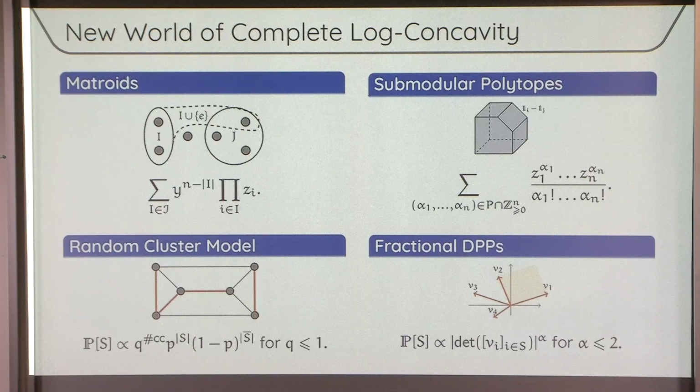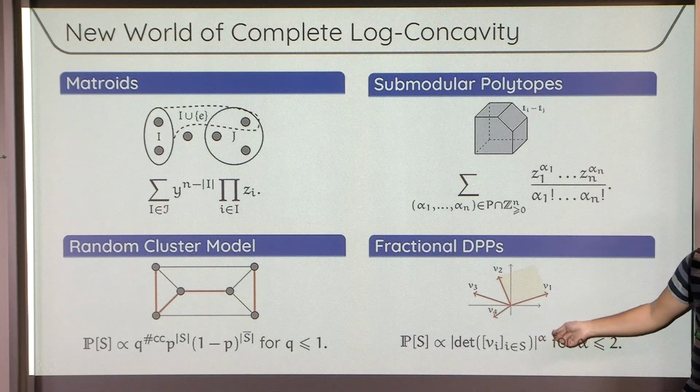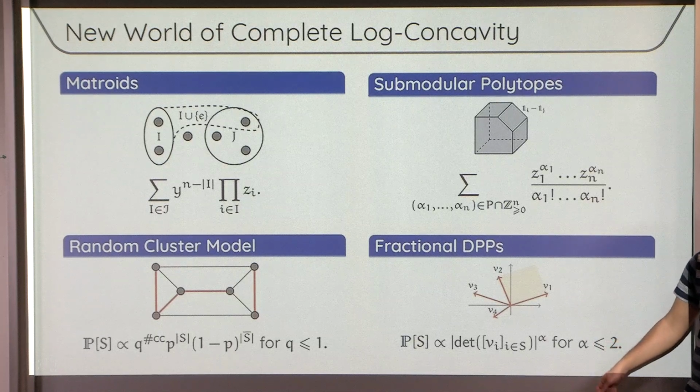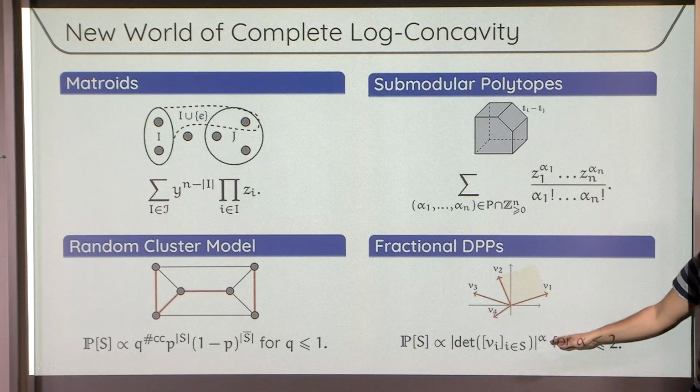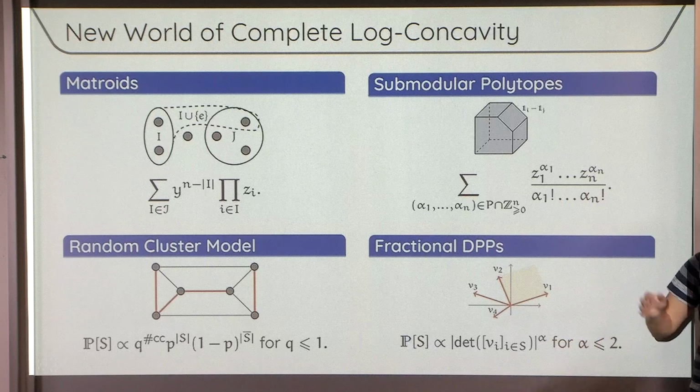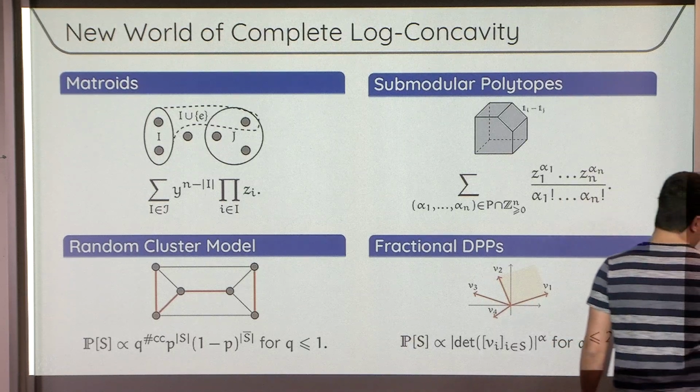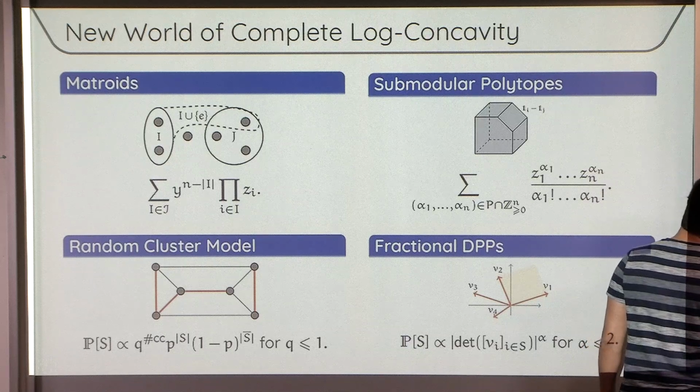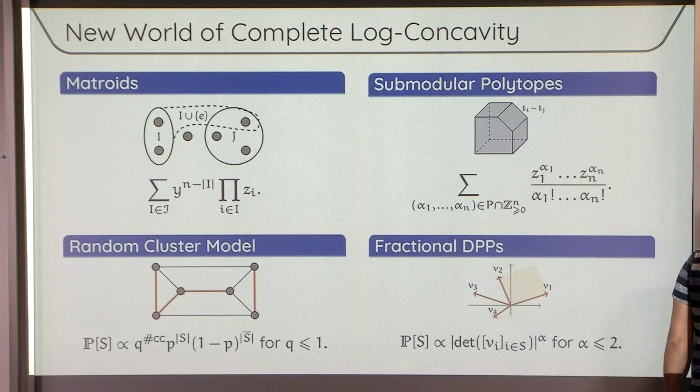Okay? So now if you want a knob on the diversity, you can raise this determinant to some power between 0 and 2. And it turns out that for any power less than 2, this is going to be completely log-concave. This is actually true for any other distribution that's completely log-concave. If mu is CLC, then mu raised to the power beta, for beta between 0 and 1, is also CLC. So again, this gives you a knob on the diversity.